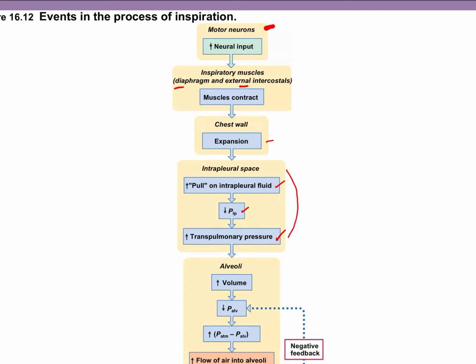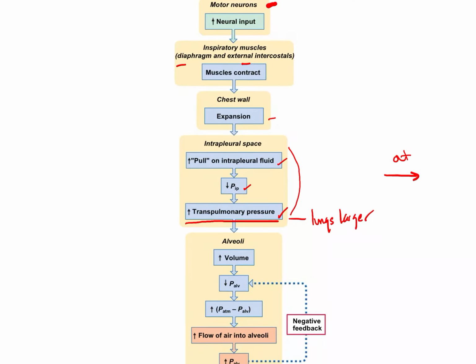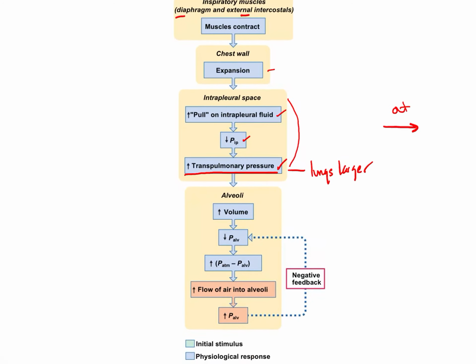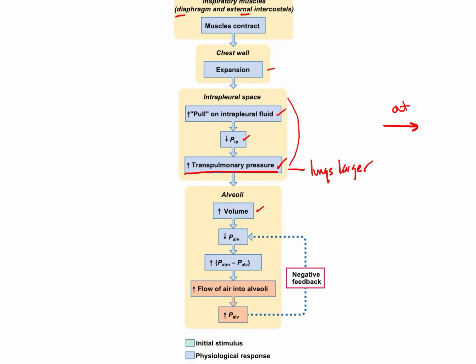So this is something that maybe you just have to memorize. When your chest expands, it's going to pull on that intrapleural fluid. Remember that it's going to pull outwards because the chest is expanding. That's going to drop the pressure inside the pleural cavity, which is going to increase transpulmonary pressure. It was mentioned before in the notes that when you increase transpulmonary pressure, this makes the lungs larger. So the lungs will actually get larger because of this pressure.